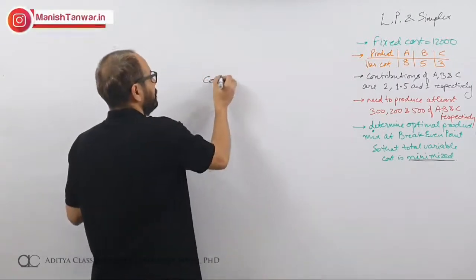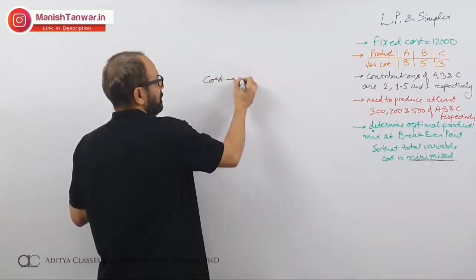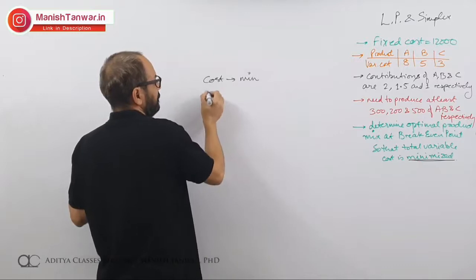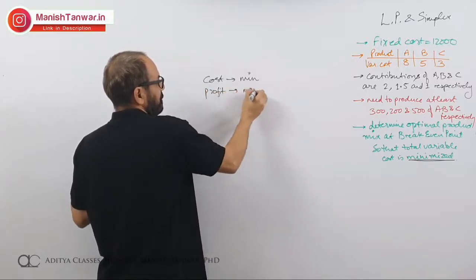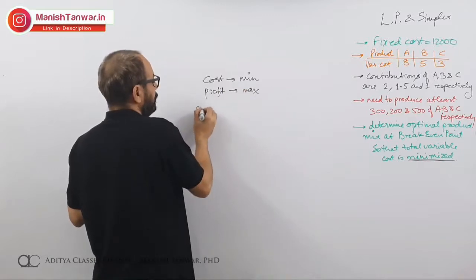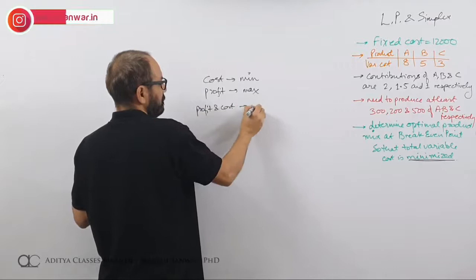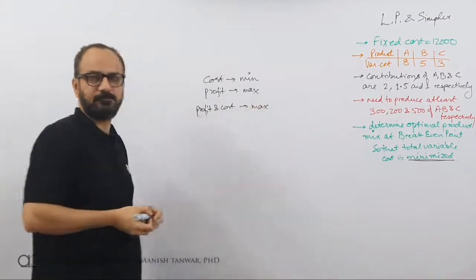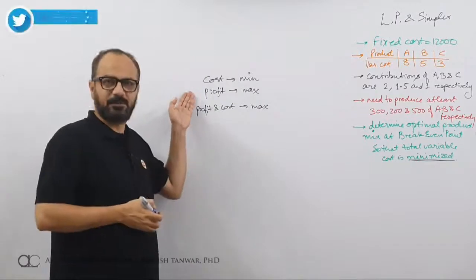In formulation, if you have gone through those videos, I said if only cost is talked about, we try to minimize the problem. If profit is talked about, we try to maximize the problem. And if both profit and cost are talked about, we try to maximize it. Why? Because ultimately we are in business for profit.